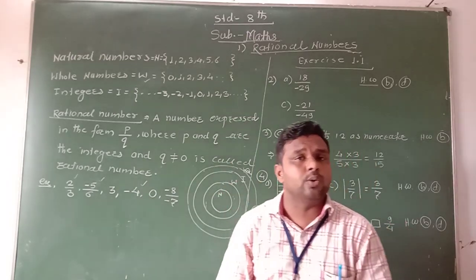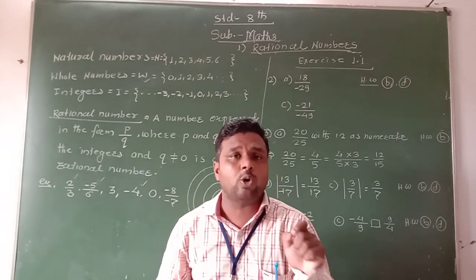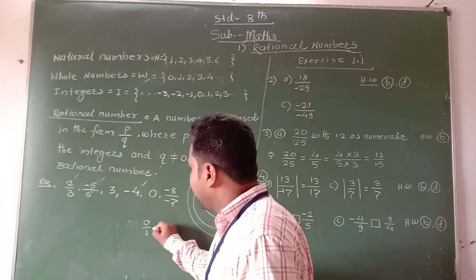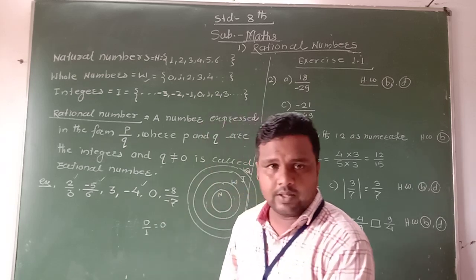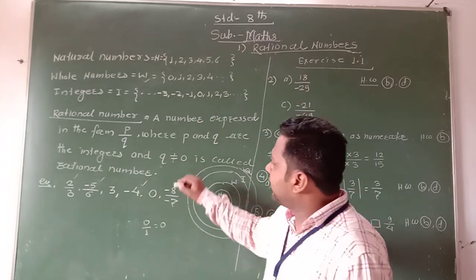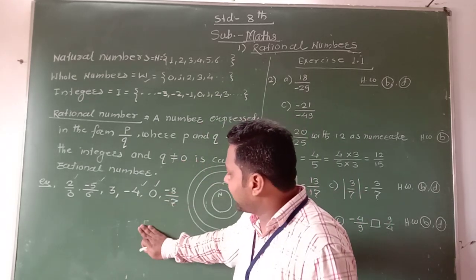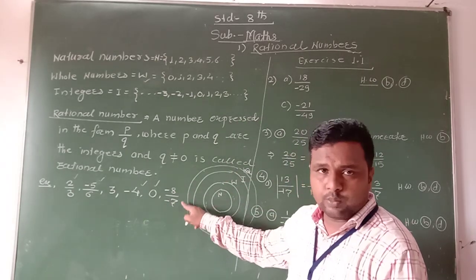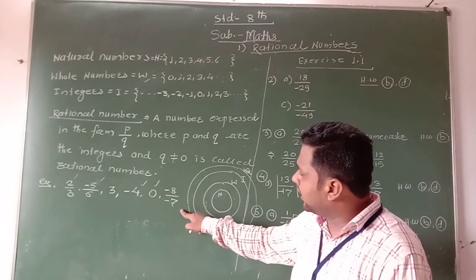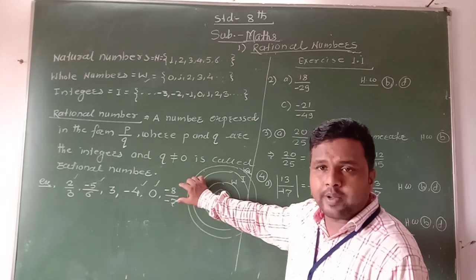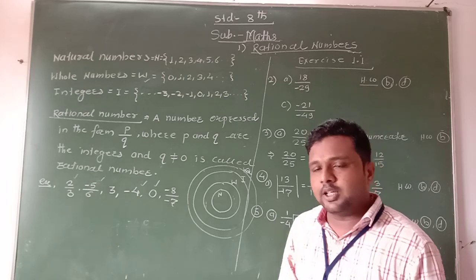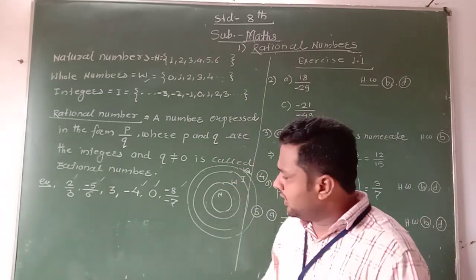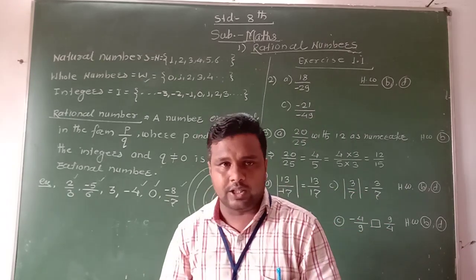Now what about 0? 0 is also a rational number. We can also write 0 as 0 upon 1, and 0 upon 1 is 0. This means it is in P upon Q form. Therefore this number is also a rational number. Here I write -8 upon -7. Both numerator and denominator are negative here. Again it is in P upon Q form and P and Q are integers. Therefore this number is also a rational number. Here we see different examples of rational numbers.